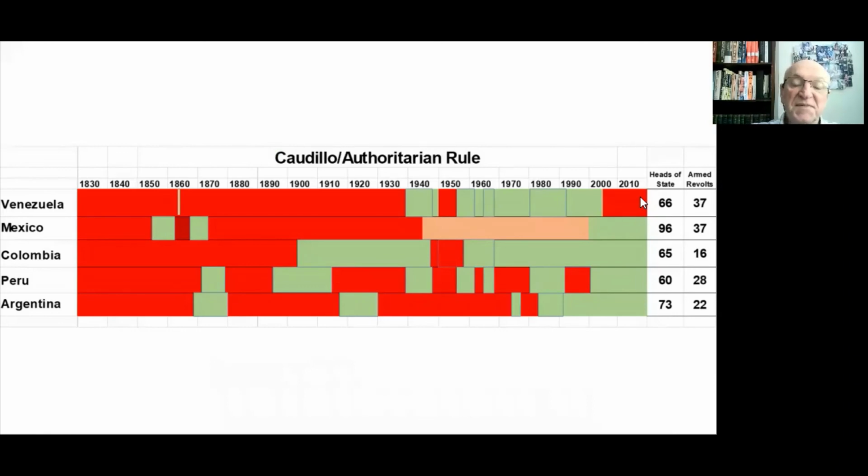So the moral of the story, if there is a moral, is that authoritarian rule does not bode well for any country. And so with this, I conclude this presentation, and I thank you for your attention.